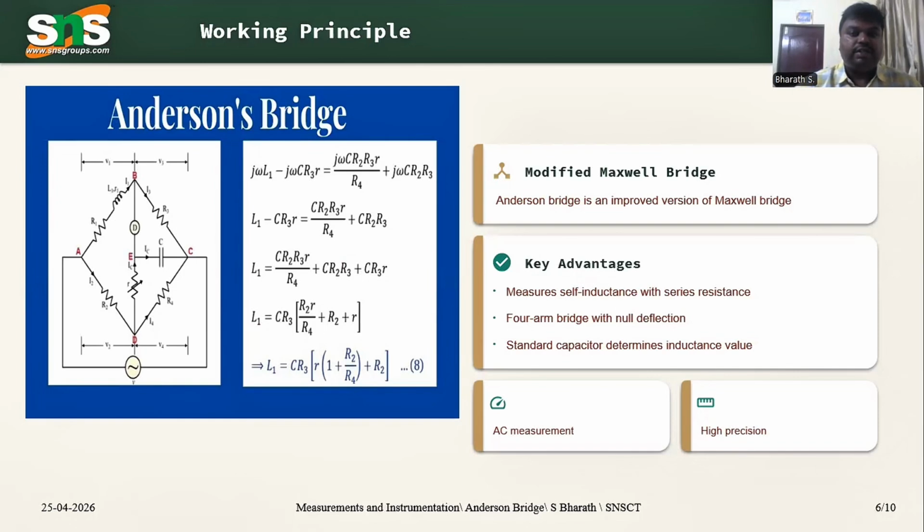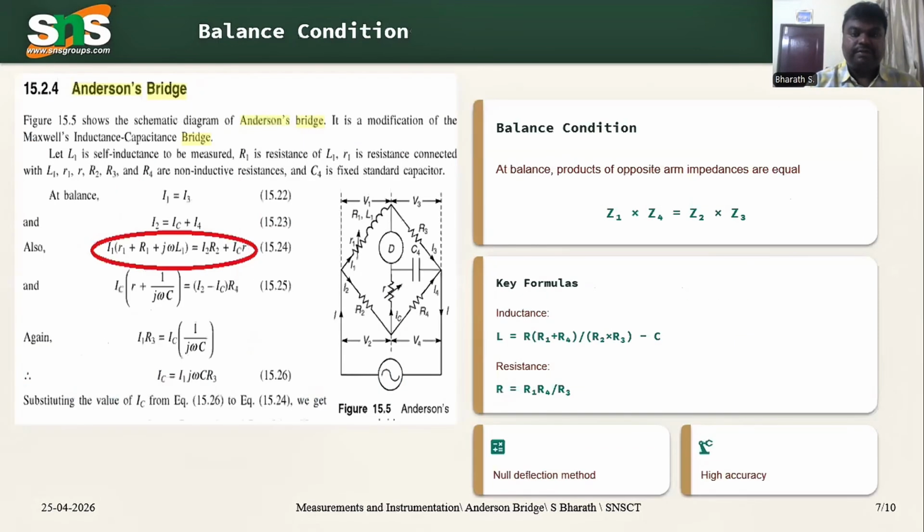Here again, the bridge balance condition is that the product of opposite arms is equal: Z1 Z4 is equal to Z2 Z3. Based on that, we have some equations. We derive the expression for the unknown value of inductance, where L1 is equal to C into R3 into R, into (1 plus R2 by R4) plus R2. This is the expression for Anderson's bridge.